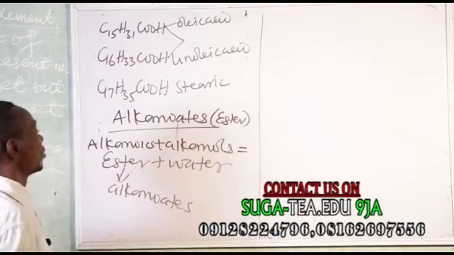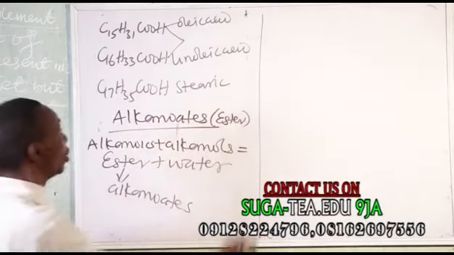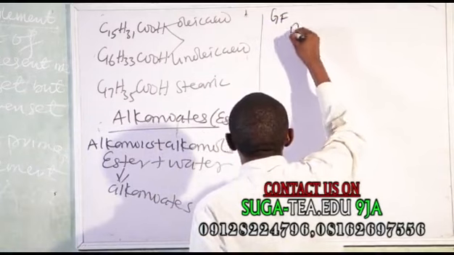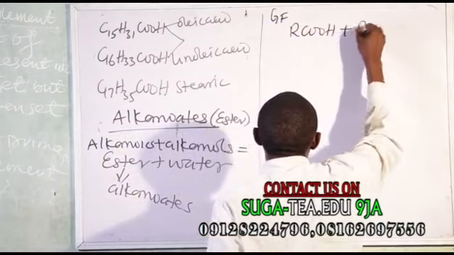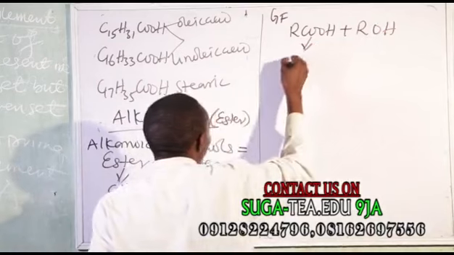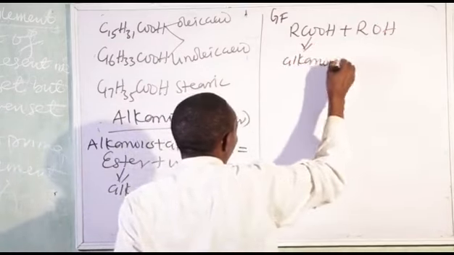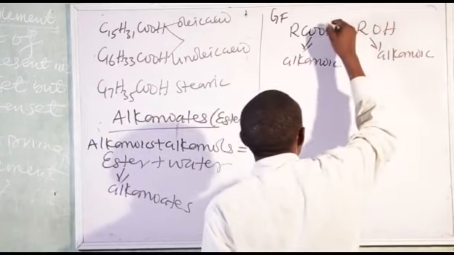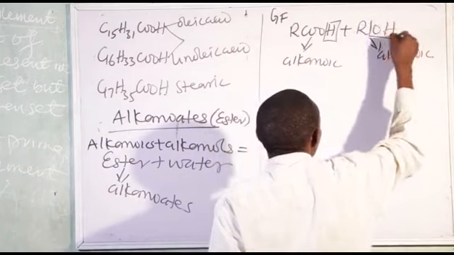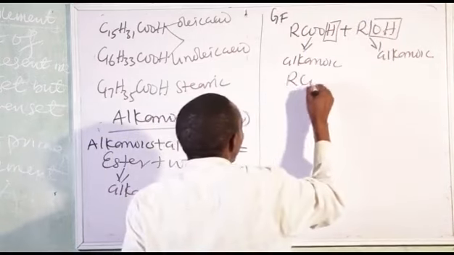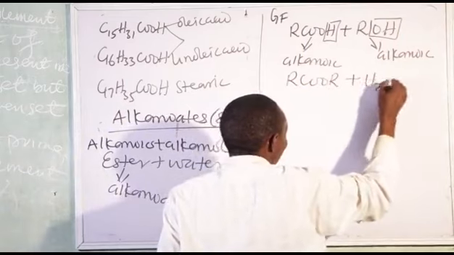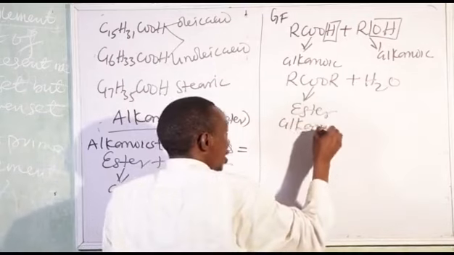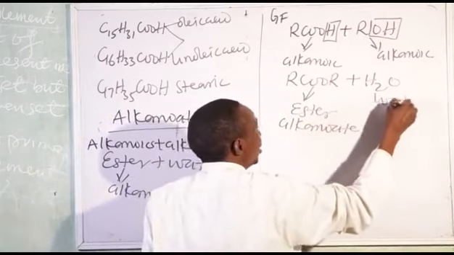plus water. Are you confused? How do we get their general formula? We said alkanoic acid is this, alkanol is this. By the time you remove the acid, it always releases hydrogen to form water. The alkanol releases OH. When they now combine, it forms RCOOR plus water. This is the so-called ester, our alkanoate, and this is the water produced.